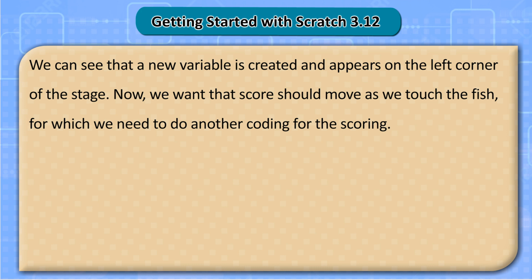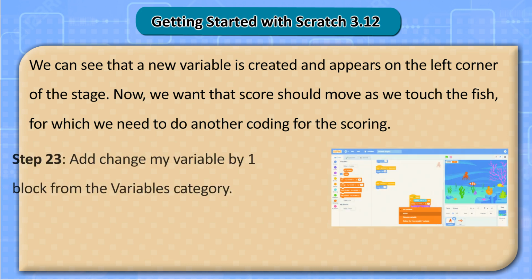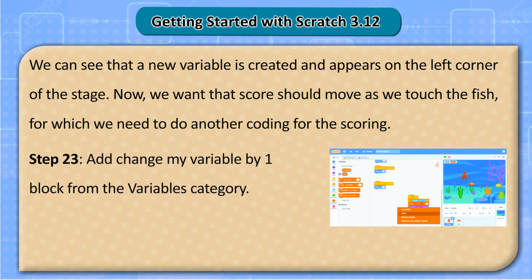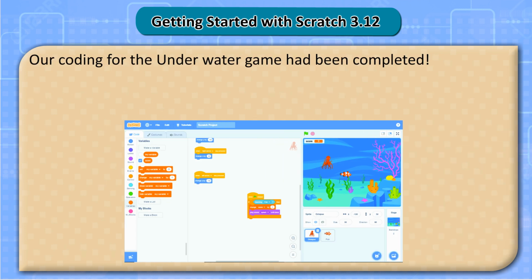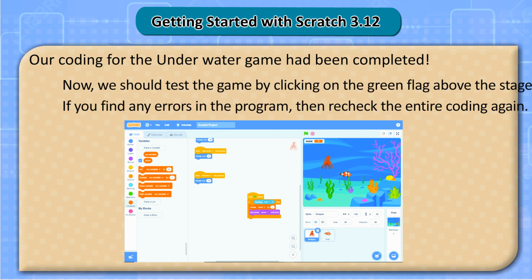Now, we want the score to change as we touch the fish, for which we need to do another coding for the scoring. Step 23. Add the Change My Variable by 1 block from the Variables category. Step 24. By the down arrow, change it to Score. Our coding for the underwater game has been completed.